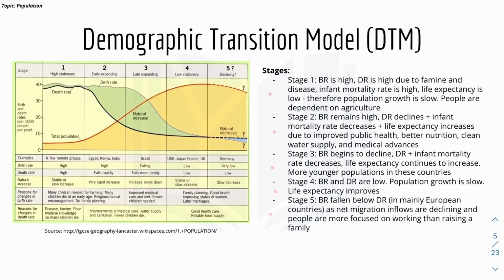As I mentioned earlier, in stage 1, the birth rate is high and the death rate is high due to famine and diseases. Stage 2, the birth rate remains high and the death rate declines. Stage 3, the birth rate begins to decline and the death rate and the infant mortality rate decrease. Stage 4, the birth rate and death rate are low. And stage 5, the birth rate has fallen below the death rate in mainly European countries, as net migration inflows are declining and people are more focused on working than raising a family or a child. So you can pause and have a read, but I'll move on in a few seconds.